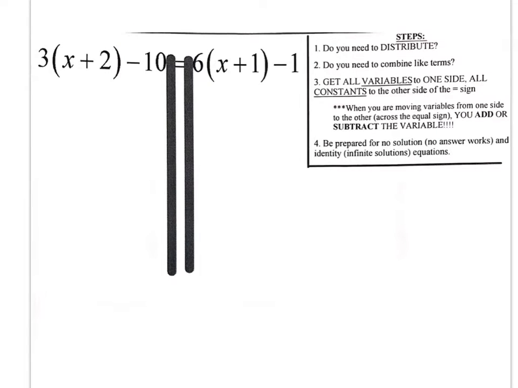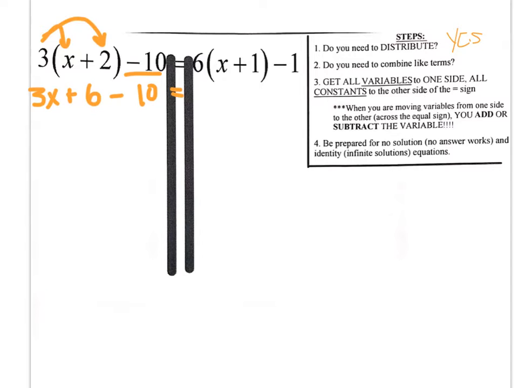Okay, so for our last example, let's look at our steps again. And step number 1, do you need to distribute? And we know we need to distribute because we see the parentheses, so our answer to that question is yes. So first we're going to distribute on the left. So we're going to do 3 times x, giving us 3x. 3 times a positive 2, which is a positive 6. And then our negative 10 is just going to follow everything else down.